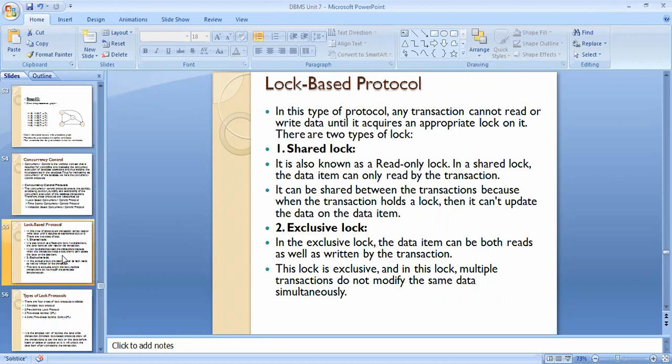Then the exclusive lock. In the exclusive lock, the data item can be both read as well as written by the transaction. This lock is exclusive, and with this lock, multiple transactions do not modify the same data simultaneously. Yes, we can read and write, but we cannot update or modify the data simultaneously. That's why it's called an exclusive lock.